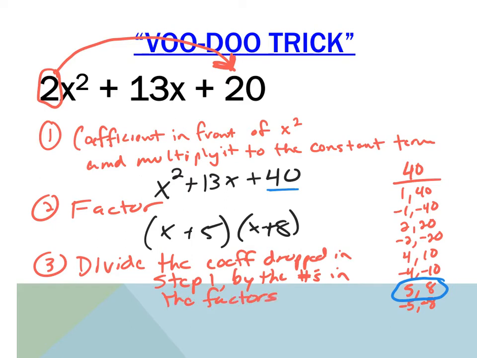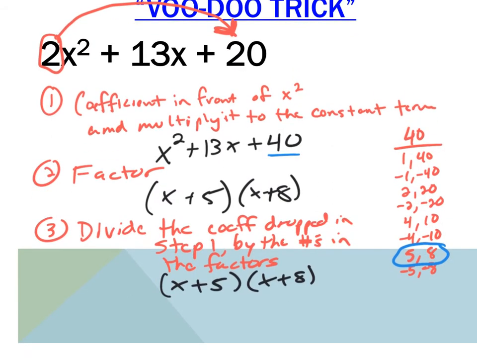So what that looks like for us is, since 2 was the one that was dropped initially, we multiplied that to the back side and we have our factored form of x plus 5 and x plus 8. What we are going to do now is divide each of those numbers by what we dropped. So we're going to divide 5 by 2 and we're going to divide 8 by 2.